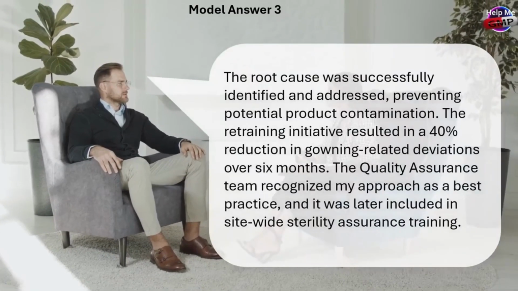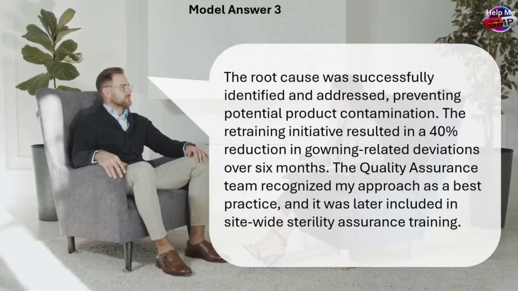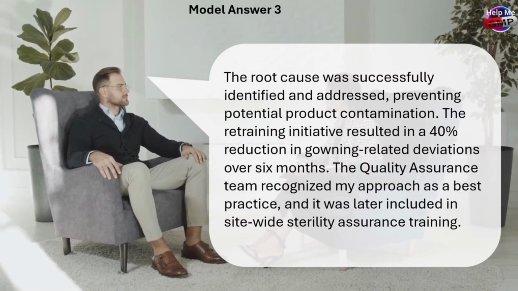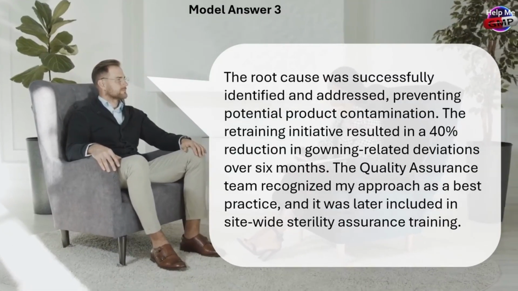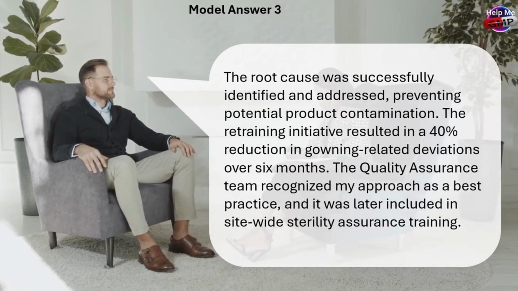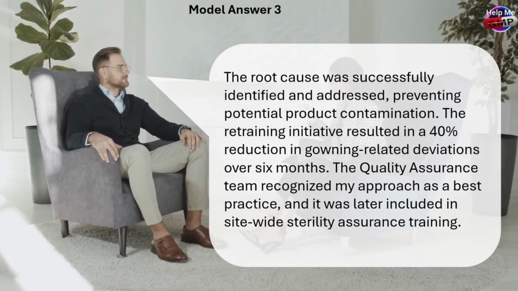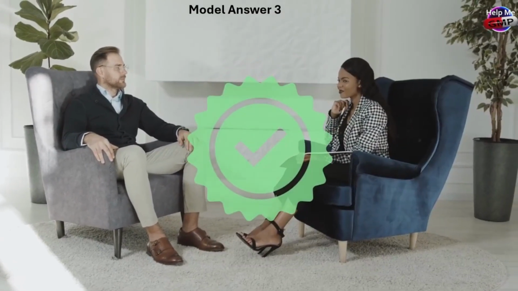The root cause was successfully identified and addressed, preventing potential product contamination. The retraining initiative resulted in a 40% reduction in gowning-related deviations over 6 months. The quality assurance team recognized my approach as a best practice, and it was later included in site-wide sterility assurance training.